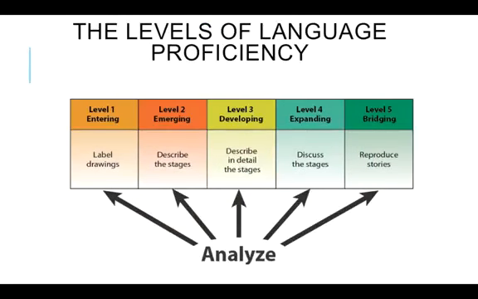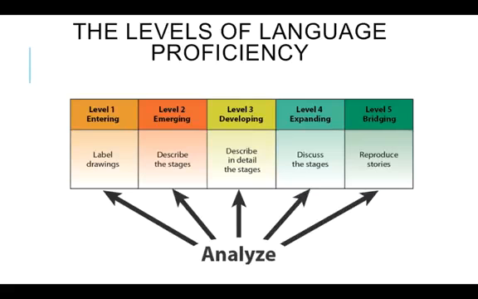So what does this look like? For example, if we wanted our students to analyze, if they were a level 1 student, in other words, they had just entered, it would look like they would be able to maybe label a drawing. A level 2, we're moving into emerging, they might be able to describe the stages of something. Level 3, now we can start to use those details.